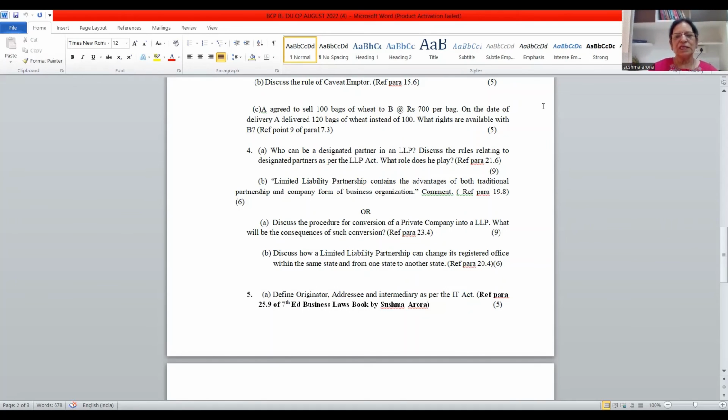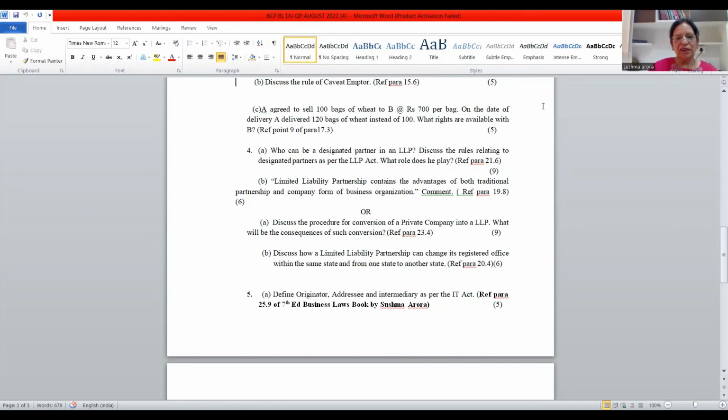So, a registered office is a must for the LLP. Regarding this, whether from one state to another, or in the same state from one place to another, there are certain steps involved. For this, you refer to para 20.4.